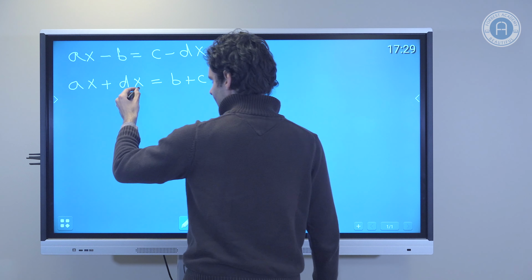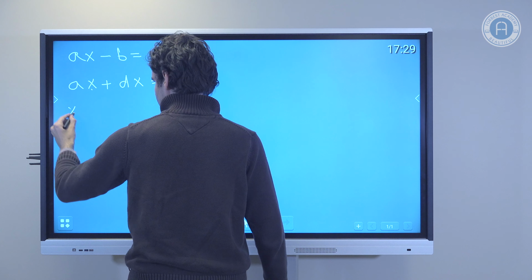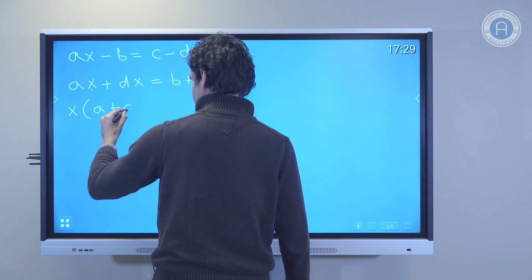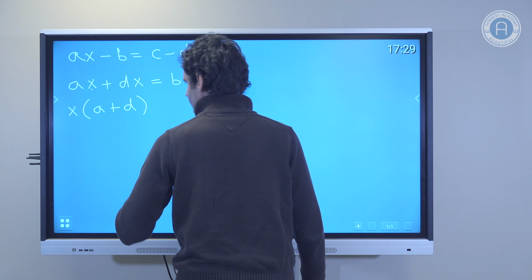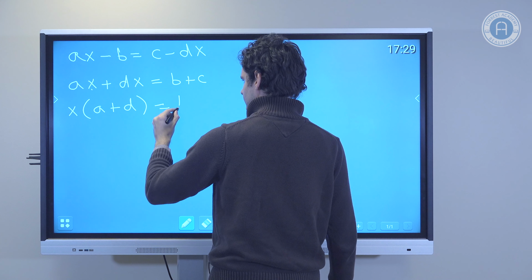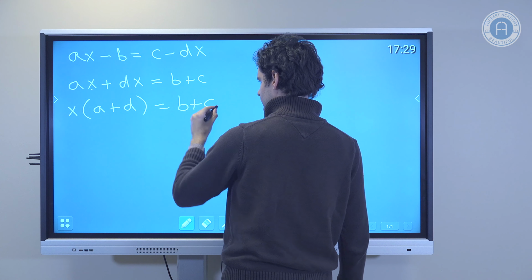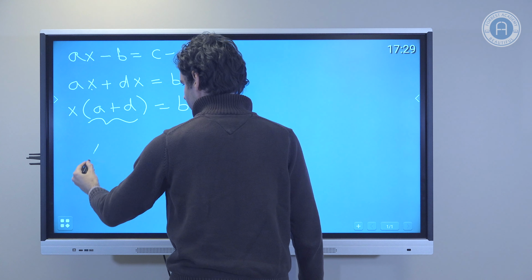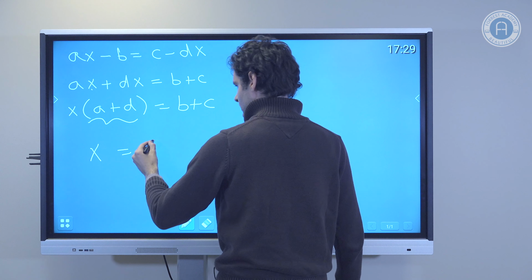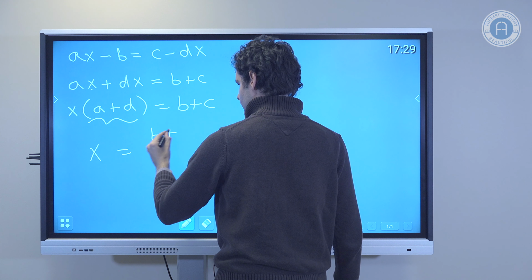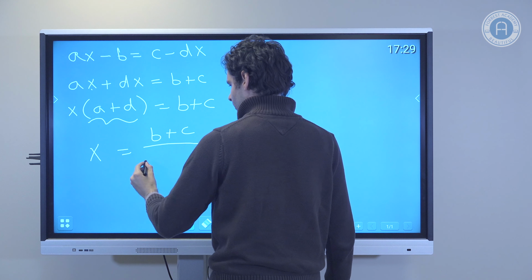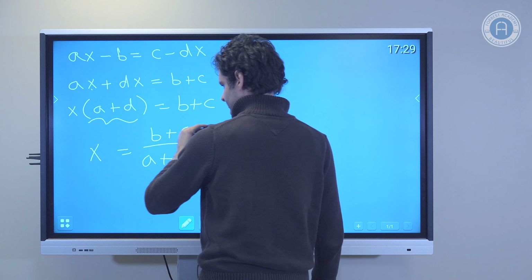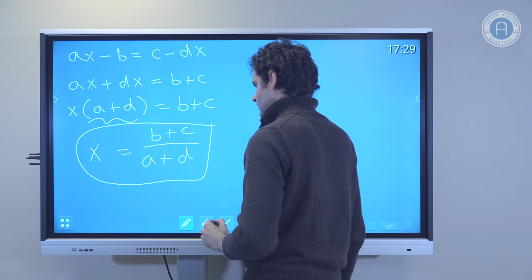Then we can factor the x. And then we can divide by this quantity both sides. So we have x equals b plus c divided by a plus d. So this is the answer.